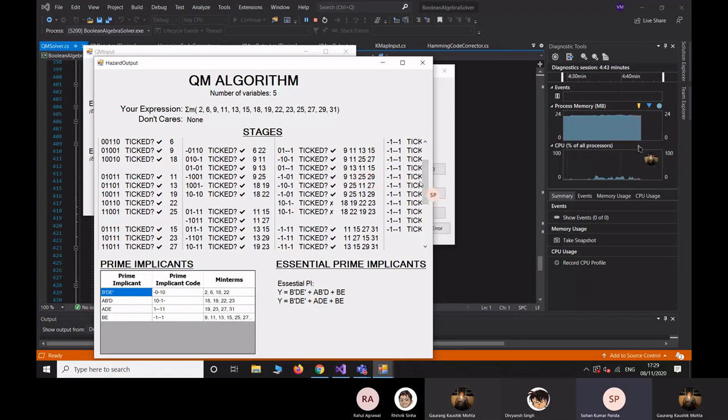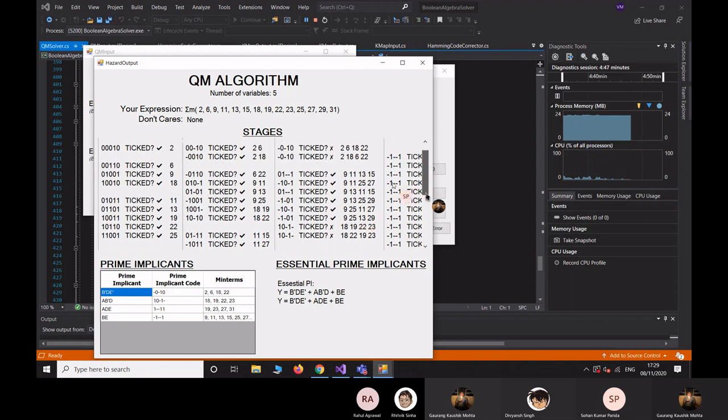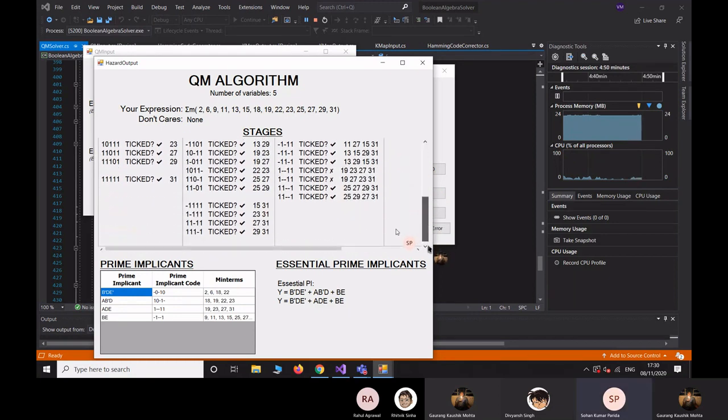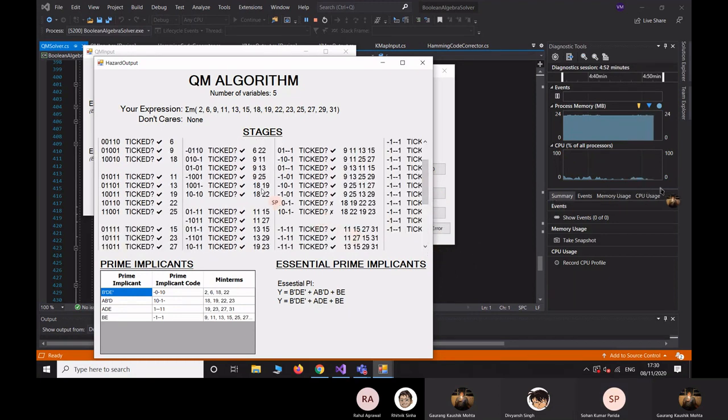And we can see that some of the rows in the initial stages are also not ticked. Those will also form prime implicants. Here is the prime implicants table, and this shows all the possible answers. The one thing about our code is it shows all the possible answers that are possible, with B dash, D, E dash, and A and BE.